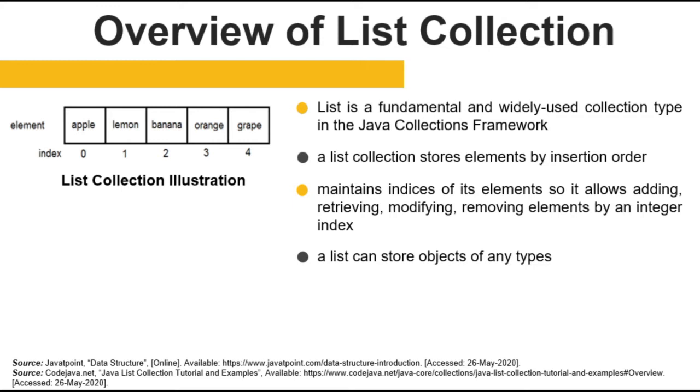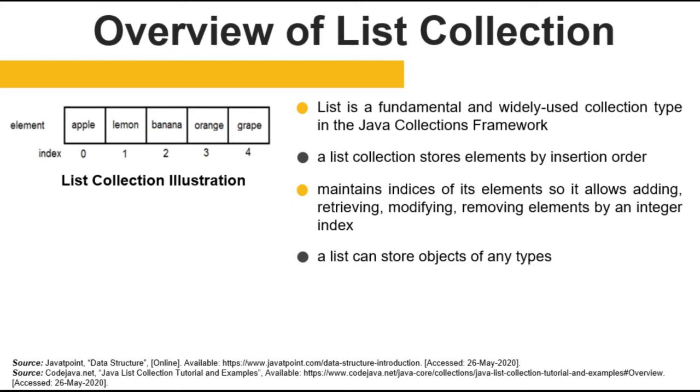Overview of list collection. List is a fundamental and widely used collection type in the Java collections framework. Basically, a list collection stores elements by insertion order, either at the end or at a specific position in the list. A list maintains indices of its elements so it allows adding, retrieving, modifying, removing elements by an integer index, which is a zero-based index.